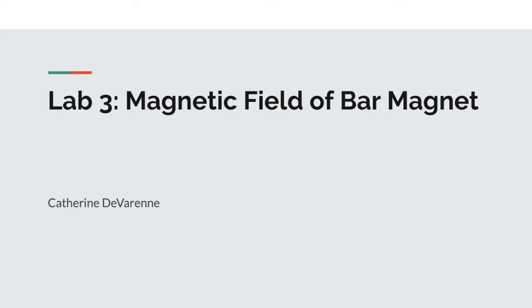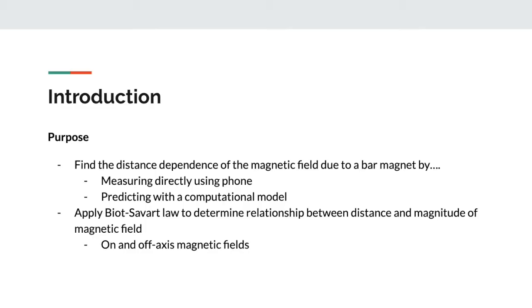My name is Catherine Deverin, and this is Lab 3. The purpose of this lab was to find the distance dependence of the magnetic field due to a bar magnet by first measuring it directly using our phones and then predicting it with a computational model.